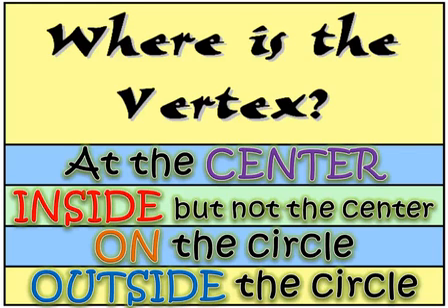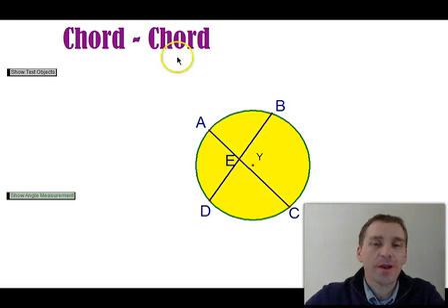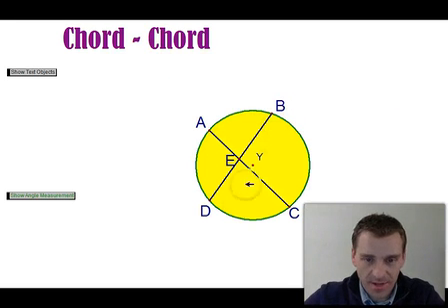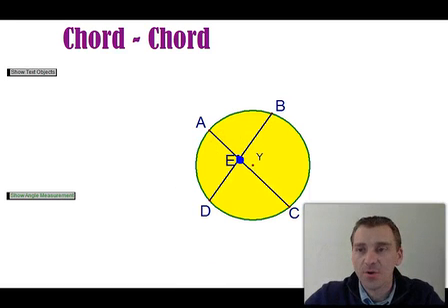Chord angle. Let's go! So here's your chord angle, and it looks exactly like this. Right there is the vertex. It is in the circle, but it's not the center of the circle. You can see the center of the circle is Y. So it creates this chord angle.